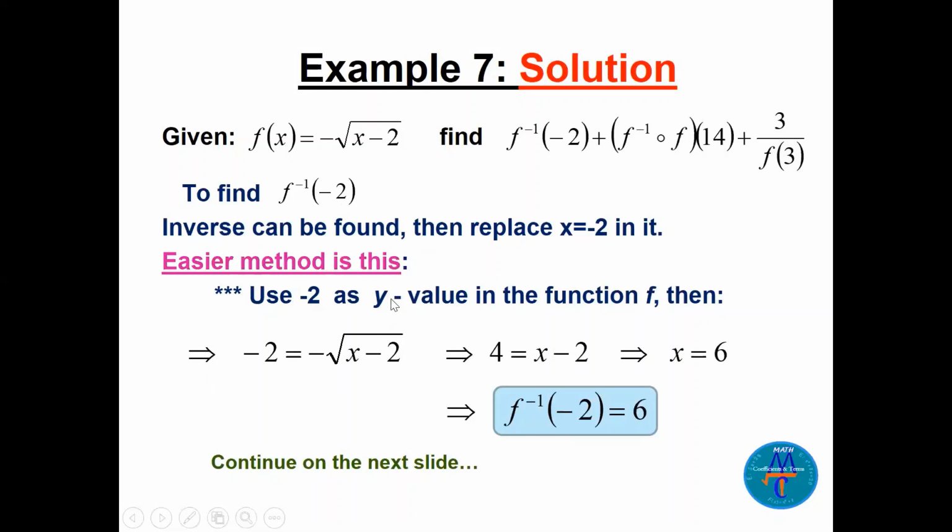Use it as y in the function. So -2 is equal to minus square root of x minus 2, square both sides, and you get x equals 6. So f inverse of -2 is 6, this one here. You will get the same value if you do the normal way. What is the normal way? Find the inverse, and inside the inverse, you replace x by -2. Let's continue now.